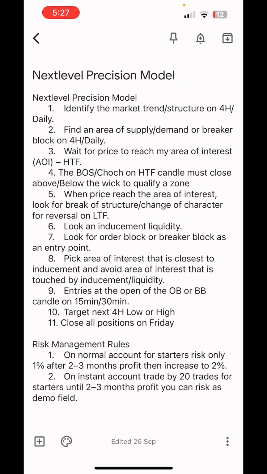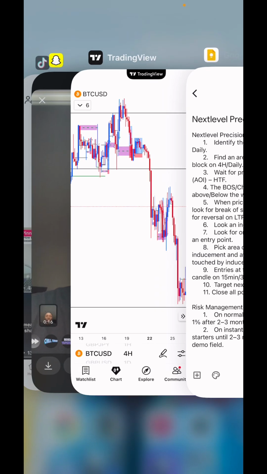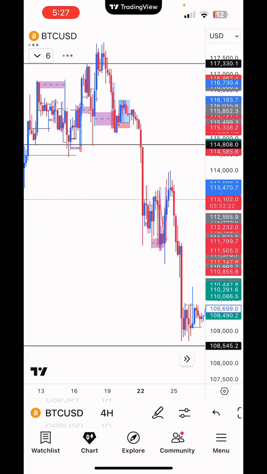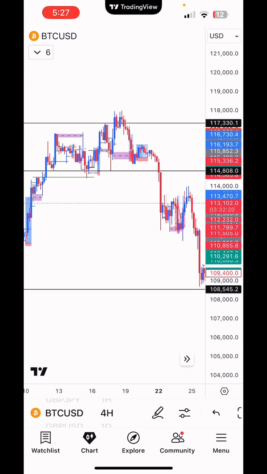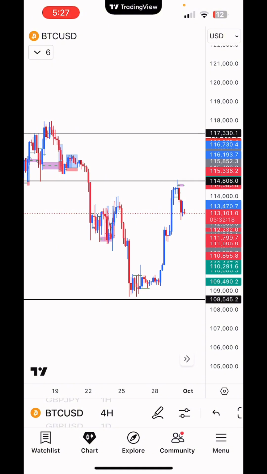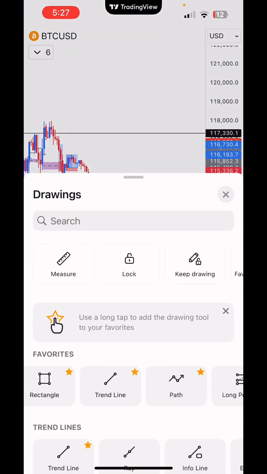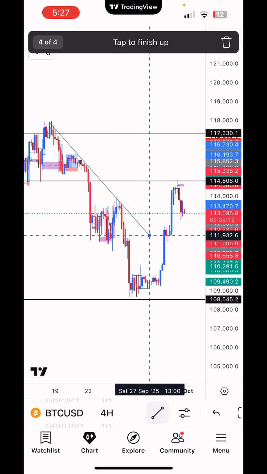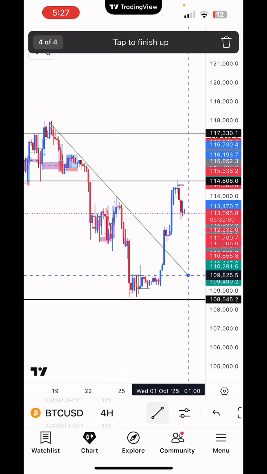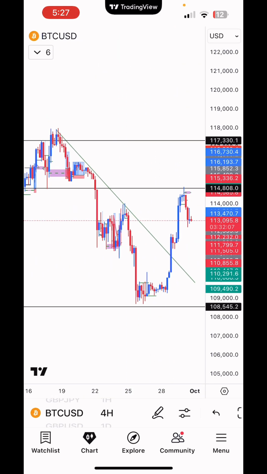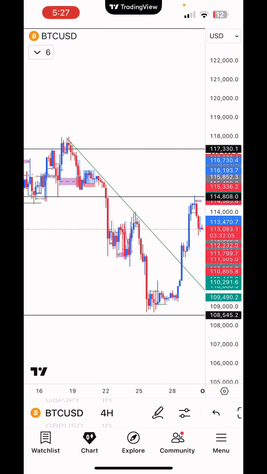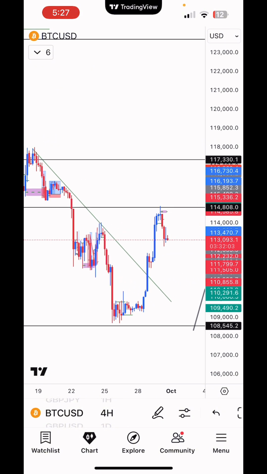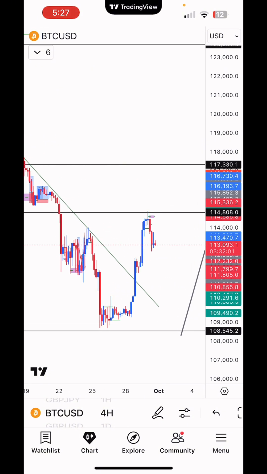Let me go to the chart and show you guys how I do it. Now, the first rule says that we should identify the market trend, right? I can see that the Bitcoin price has been going down, which means that Bitcoin is in a downtrend. Then, the first thing I look for is my area of interest.